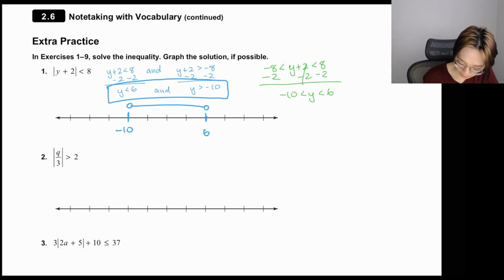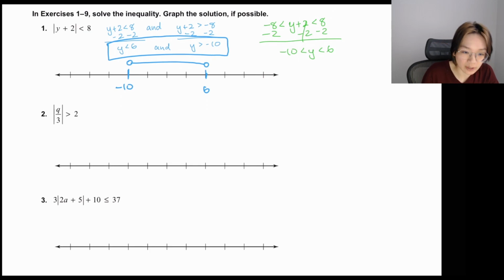But moving on to the next one. We have the absolute value only on one side, so we're good to figure out if it's "and" or "or." Here, it's greater than, so it's going to be an "or." Create our compound inequality: Q over 3 is greater than 2, or Q over 3 is less than -2.